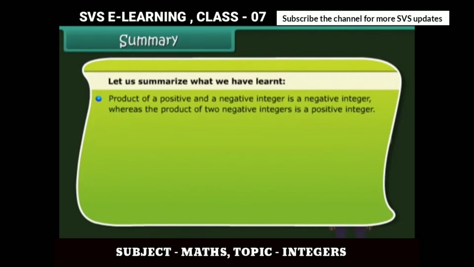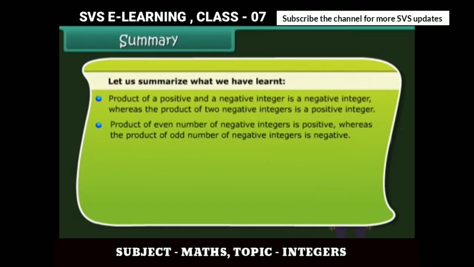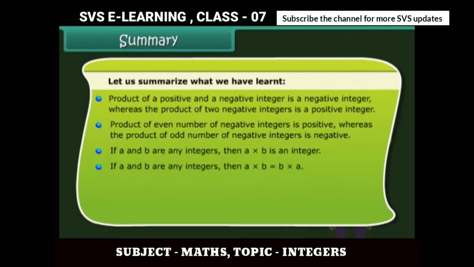Product of a positive and a negative integer is a negative integer, whereas the product of two negative integers is a positive integer. Product of an even number of negative integers is positive, whereas the product of an odd number of negative integers is negative. If a and b are any integers, then a × b is an integer. If a and b are any integers, then a × b = b × a.